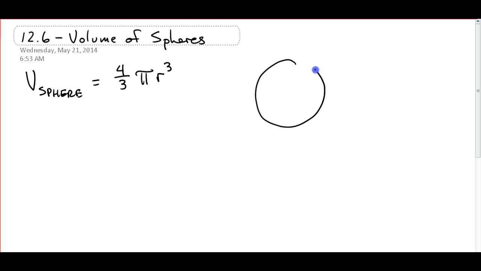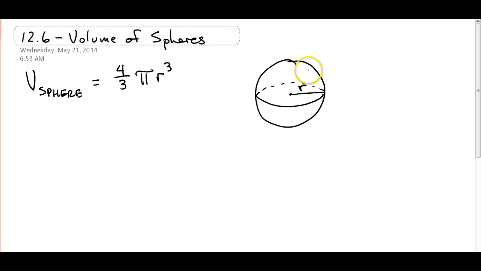We're going to draw a sphere in here. Okay, here's my sphere, and then we've got a radius. Okay, and obviously we can cut this in half and we can get half a sphere, and you'll be doing some homework problems that only deal with half a sphere.